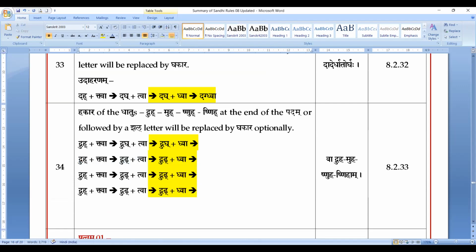See, this optional form is only for these 4 dhatus. Please note, this is only for these 4 dhatus, not for all. Mug dhatu can be optionally replaced by mug. That is one possibility. Gakara adesha. What will come, we will see later. Similarly, mug will have the optional form dakara also possible. You will have mud plus dva.